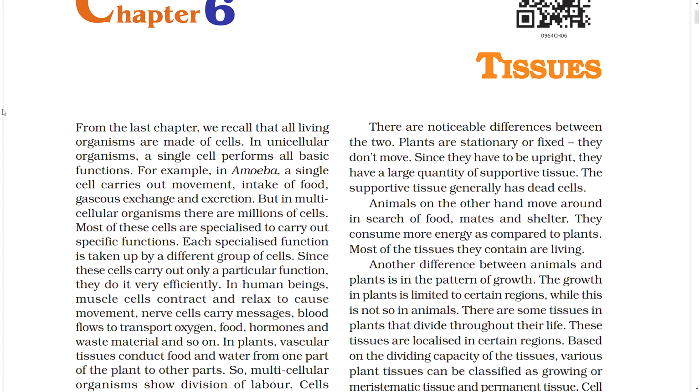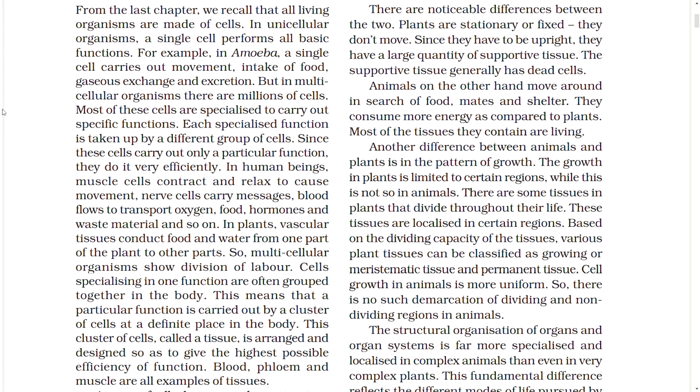In human beings, muscle cells contract and relax to cause movement. Nerve cells carry messages. Blood flows to transport oxygen, food, hormones, and waste material, and so on. In plants, vascular tissues conduct food and water from one part of the plant to other parts. So, multicellular organisms show division of labor.